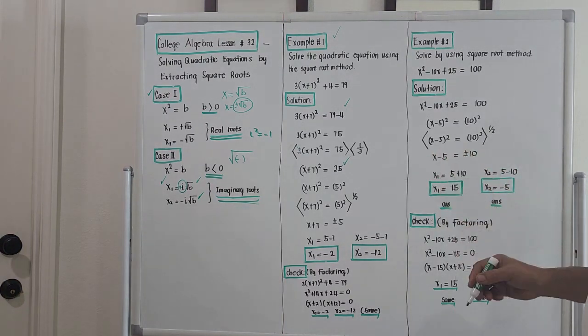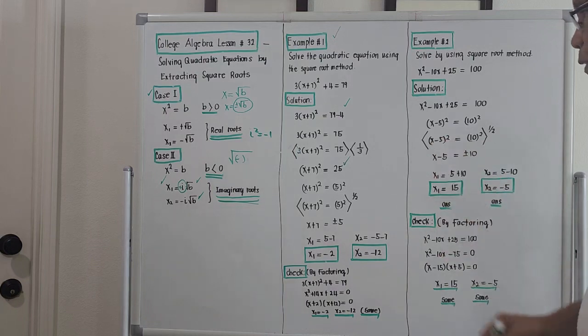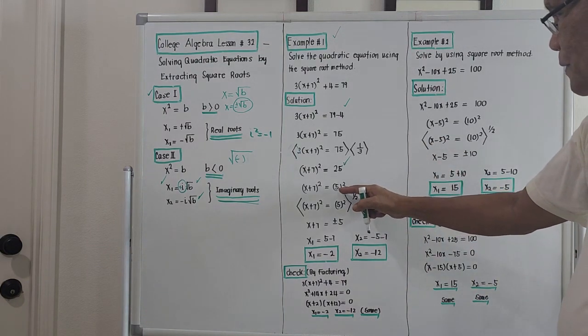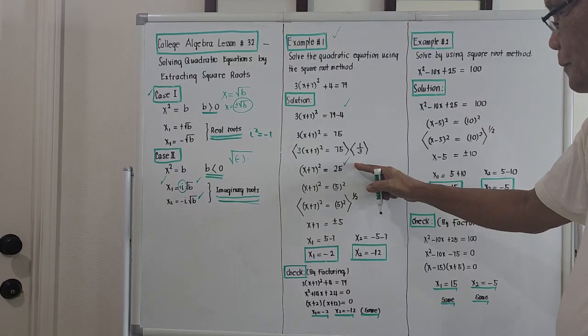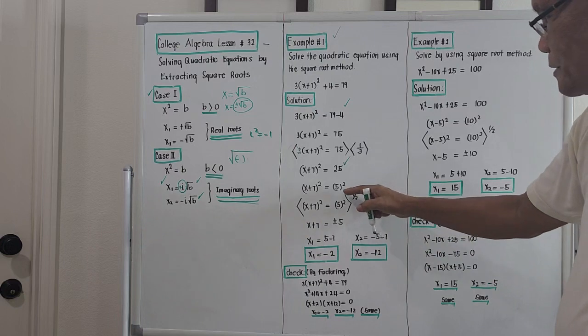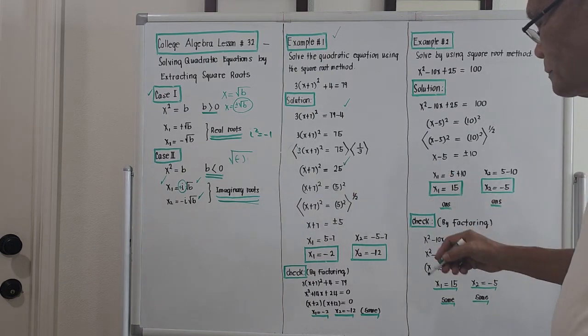Expressing the right-hand side as a perfect square, because 25 is a perfect square, this can be written as 5 squared. For the left-hand side, it is still (x + 7) squared. The right-hand side will be 5 squared.